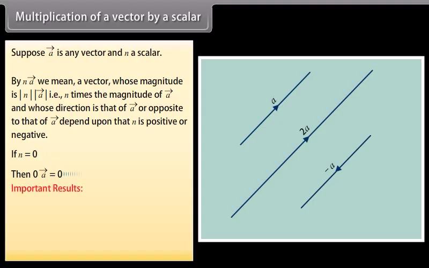Important results. m(n vector A) equals (mn) vector A. n into (vector A plus vector B) equals n vector A plus n vector B. (m plus n) into vector A equals m into vector A plus n into vector A.